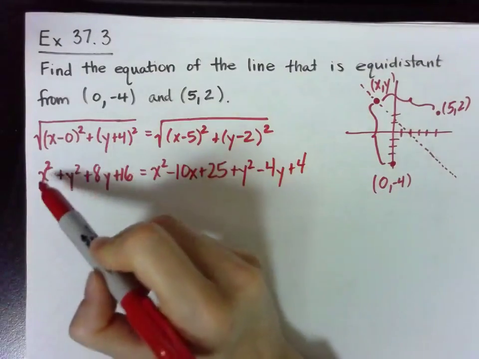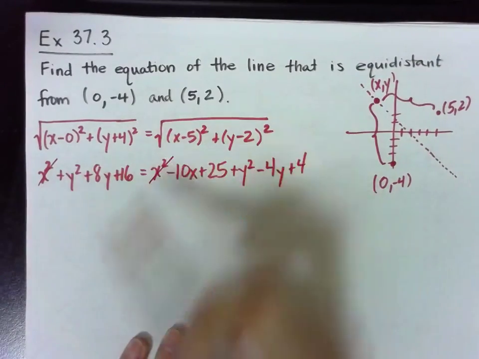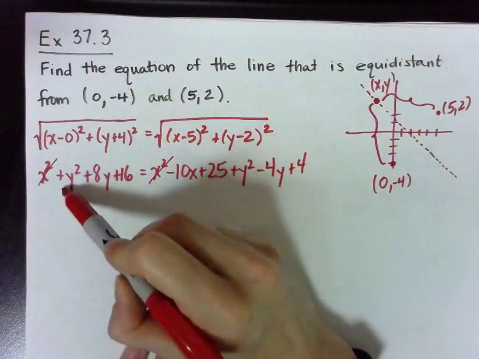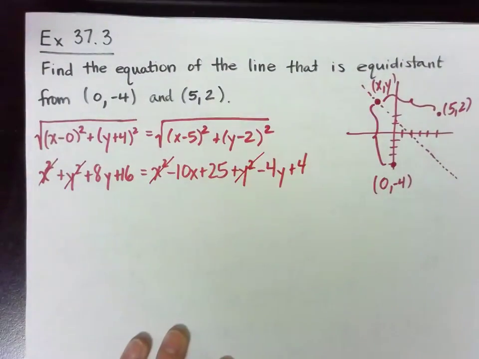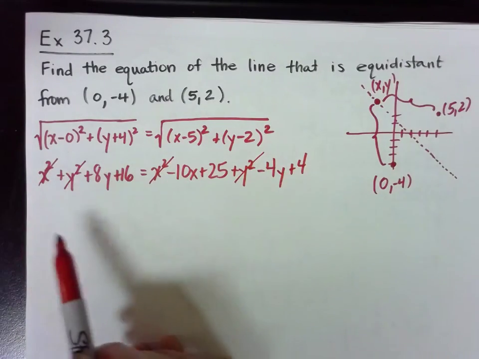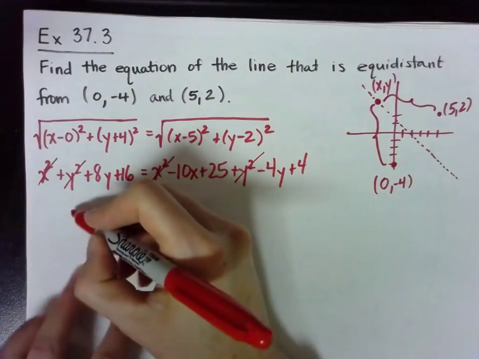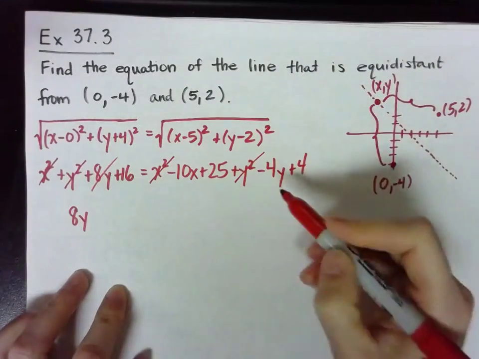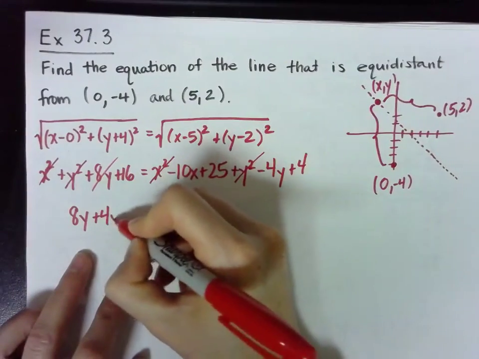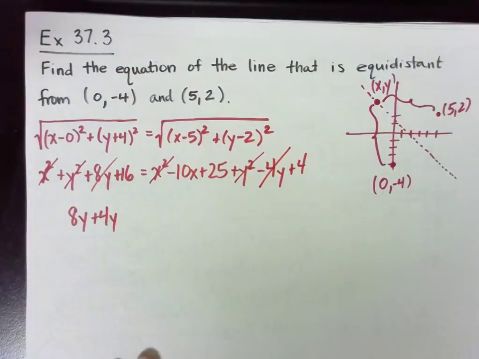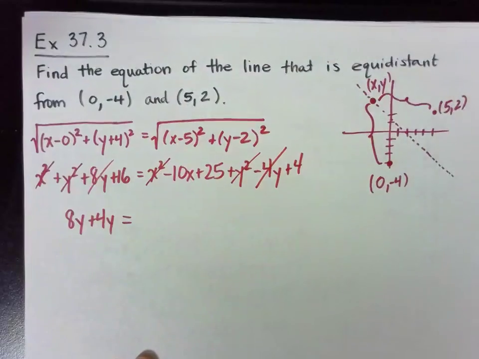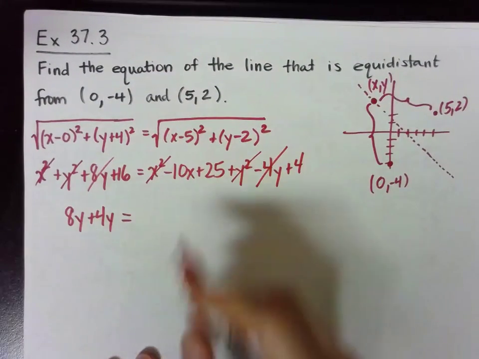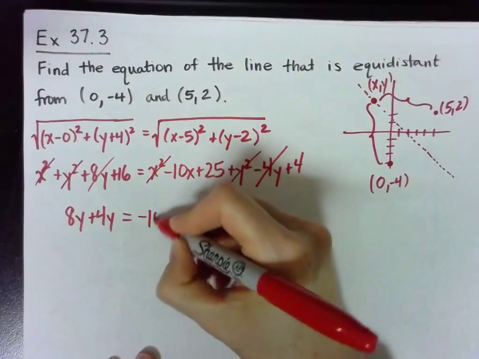Okay, so if we subtract x squared from both sides, those go away. If we subtract y squared from both sides, those will go away. Okay. And so let's get all the y's on the left-hand side. So we'll have 8y from that, and we'll have to add 4y to move that one over. That takes care of all the y's, and so we're left with negative 10x.